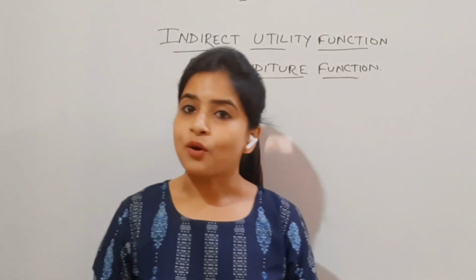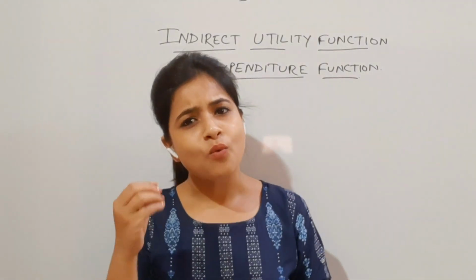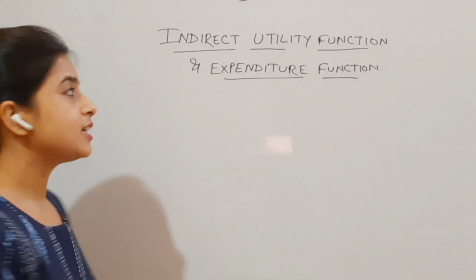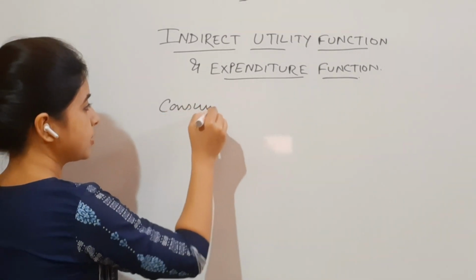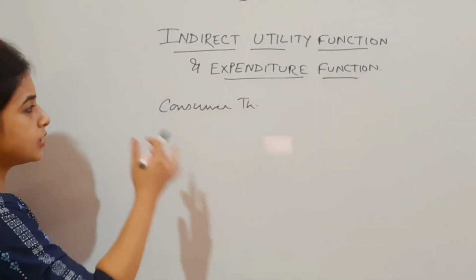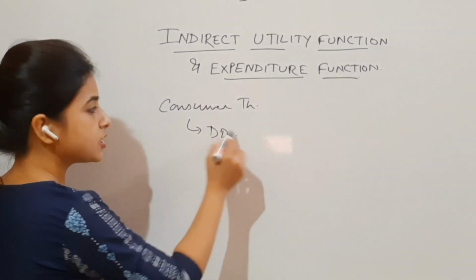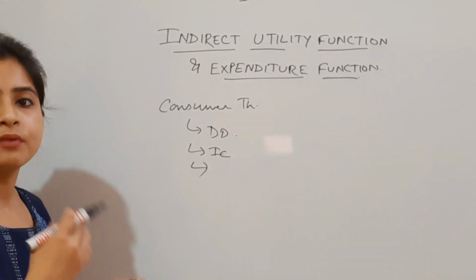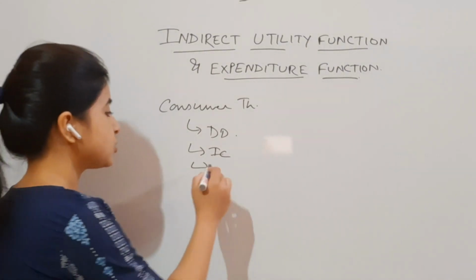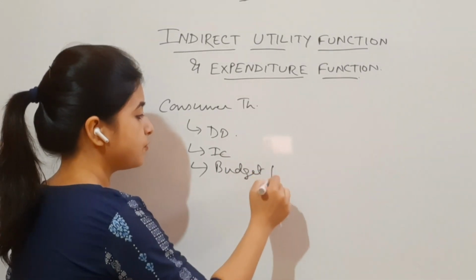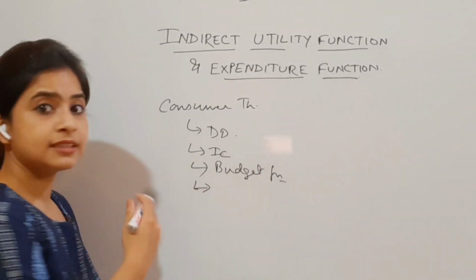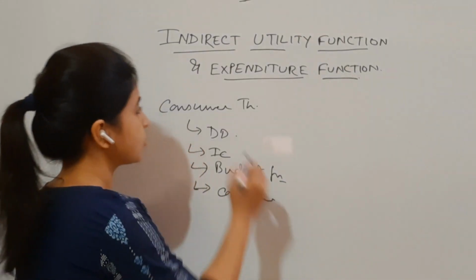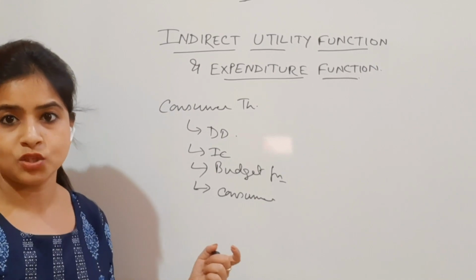Now, when we talk about the indirect utility function, what is the first thing that strikes? From which area does this come? It is coming from consumer theory, right? So, in consumer theory, naturally the demand function is involved, naturally the IC is involved, that means the preferences of the individual, and naturally the budget function is involved. What are the other things that are involved? The consumer. Since we are talking about consumer theory, of course the consumers are there.